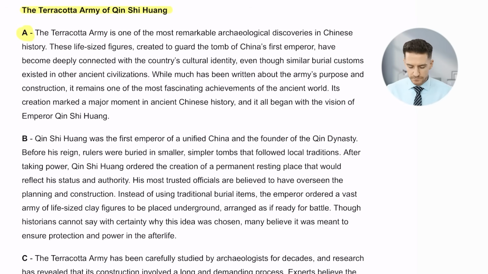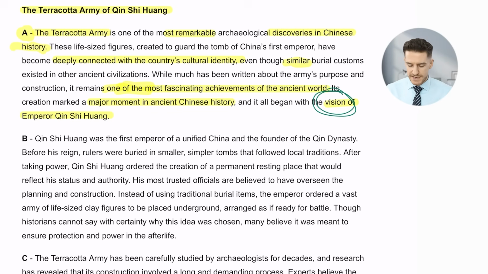Let's look at paragraph A. The Terracotta Army is one of the most remarkable discoveries in Chinese history. So it's saying that this Terracotta Army is amazing. It's great. It's very important. These life-sized figures, created to guard, they have become deeply connected with the country's cultural identity, even though similar burial customs existed. While much has been written about the army's purpose, it remains one of the most fascinating achievements of the ancient world. Its creation marked a major moment in Chinese history, and it all began with the vision of Emperor Qin Shi Huang. So this bit here, it looks quite small, but it could be important.